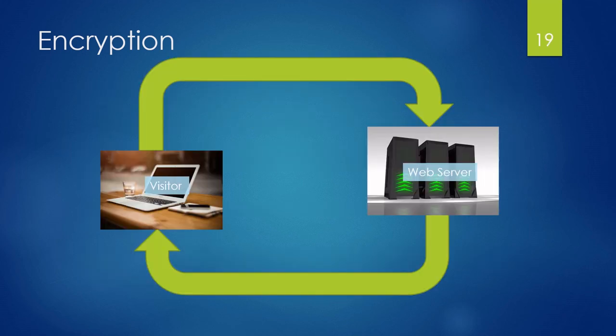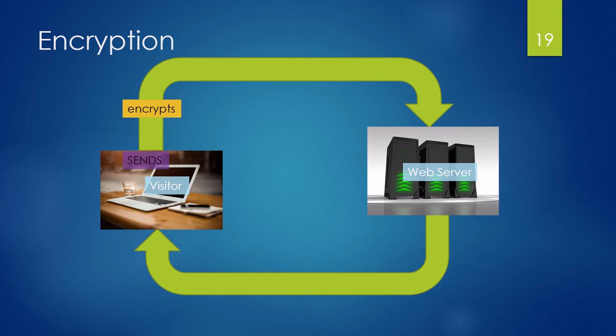So here we are going to see how encryption works. This diagram shows the normal way that data is sent through the internet when it goes to the web server. For example, the visitor will send information, it will go to the web server, and from the web server it will be sent back to the visitor with the information that the visitor has requested. Now with encryption, the visitor will send the information.